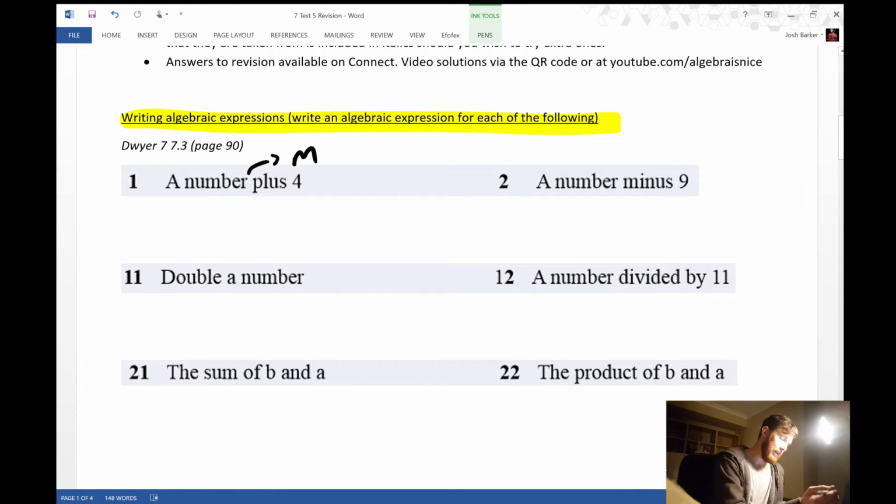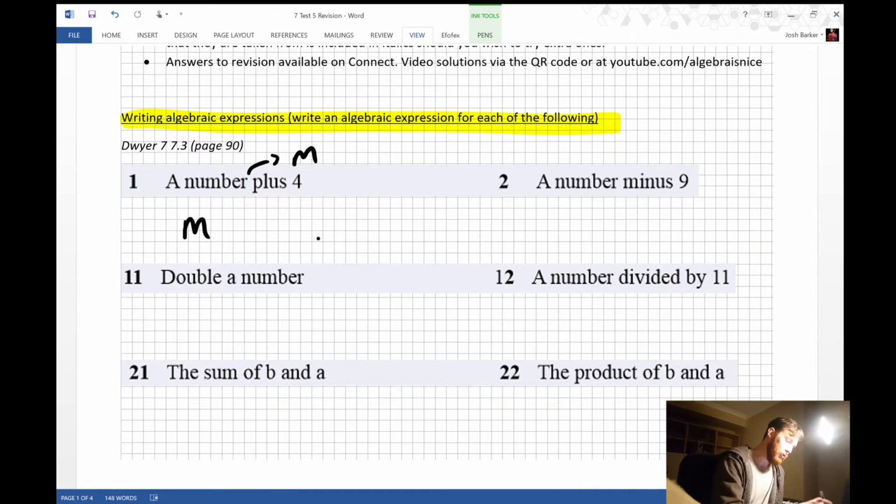So say if you wanted to say, what's an expression for a number plus 4? You can choose the letter M for your number. So M is what we're going to use to represent a number. So the expression a number plus 4 will be M plus 4. Now M stands in for any number ever. What M actually is and what it represents doesn't matter in algebra, at least not for this question.